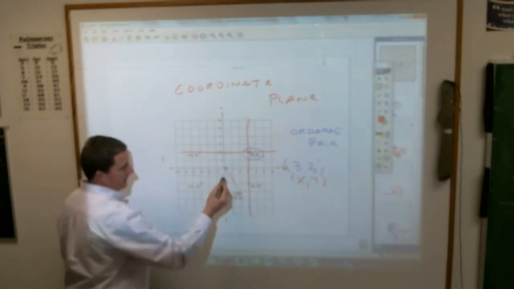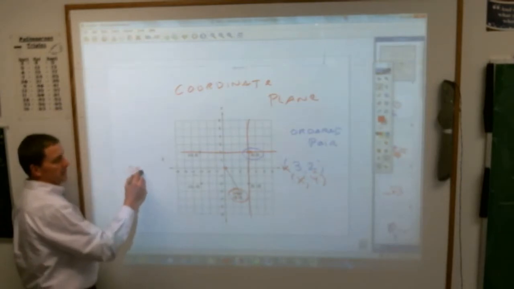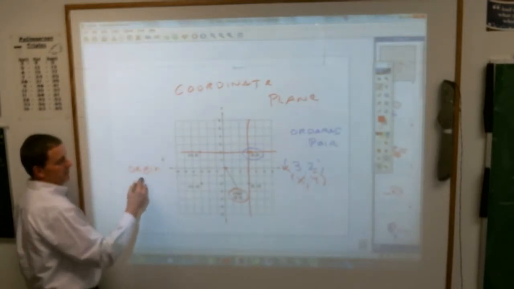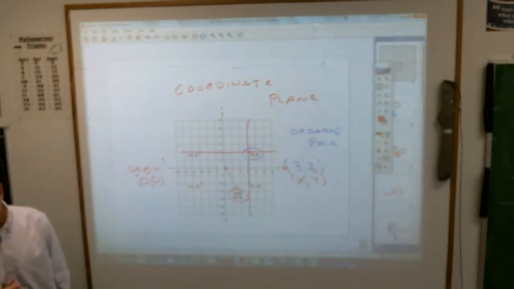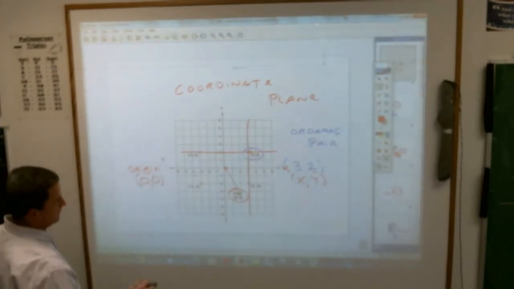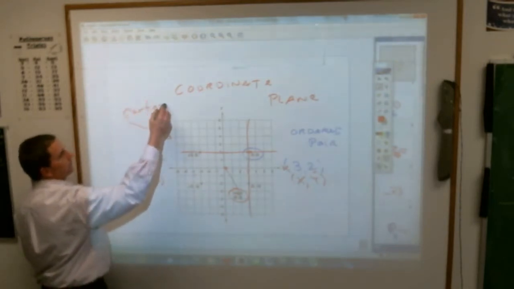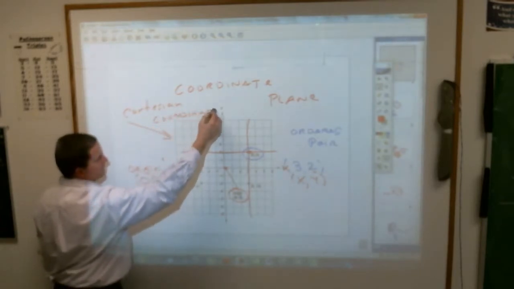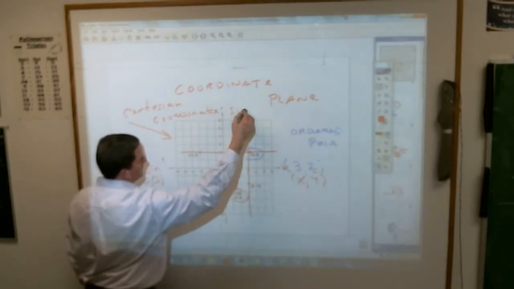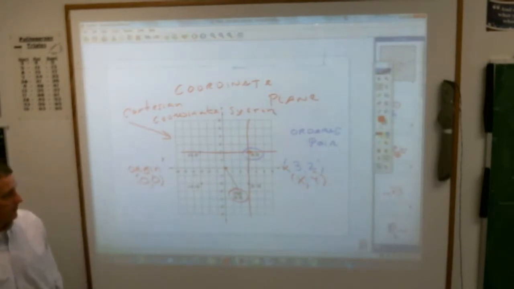It's good to know the point right in the middle there is the origin. If someone asks you for the origin, it is that point (0, 0). It's where the x and the y axes both meet. This whole thing here is called the Cartesian coordinate system. Why it's called that, I don't know.